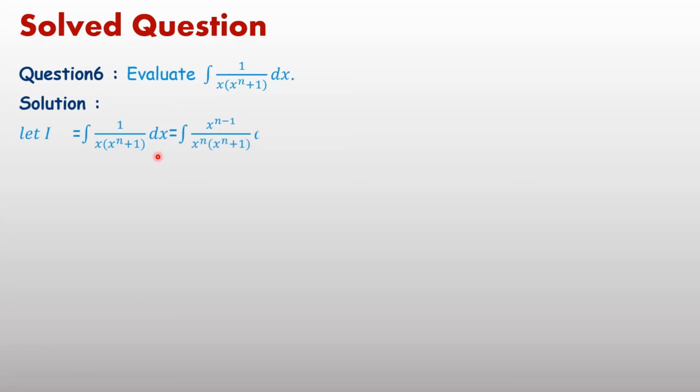Now next and last example. Here direct partial fraction is not possible. Integration of 1 upon x into x power n plus 1. In this question, first we have to substitute, after that partial fraction. For substitution purpose, multiply numerator and denominator by x minus 1. Numerator x minus 1, denominator x minus 1 into x means x power n. Then next step, let t equal to x power n.